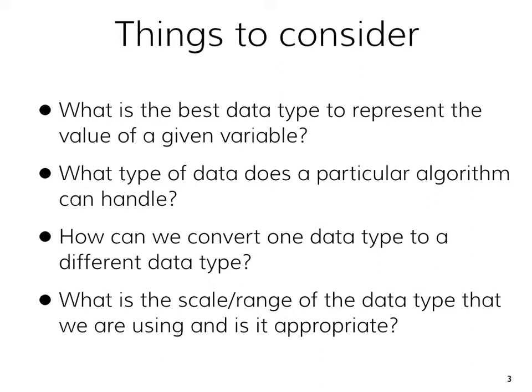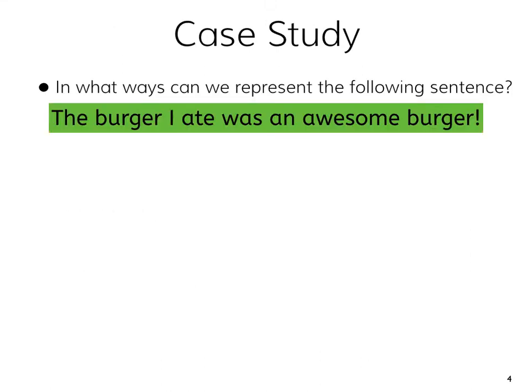So there are several things that we need to consider when we want to represent our data using one of those data types. So what's the best type to represent the value of a given variable? That depends also on whatever algorithms you're going to use on top of this representation. And if you have situations where your data points are in different scales or ranges, then you might also have to readjust your scales to some kind of normalized range.